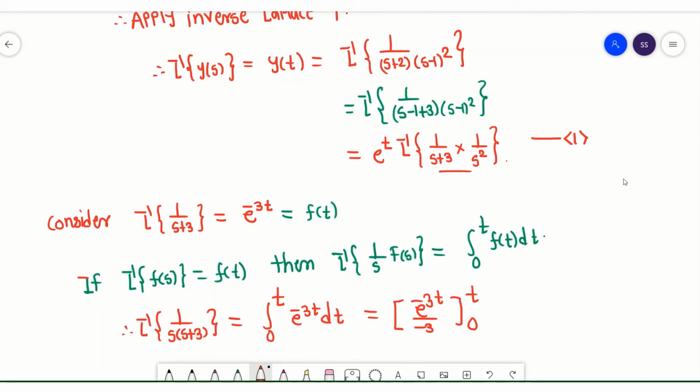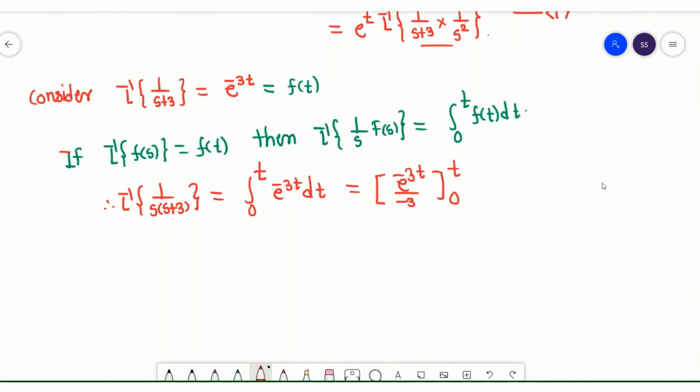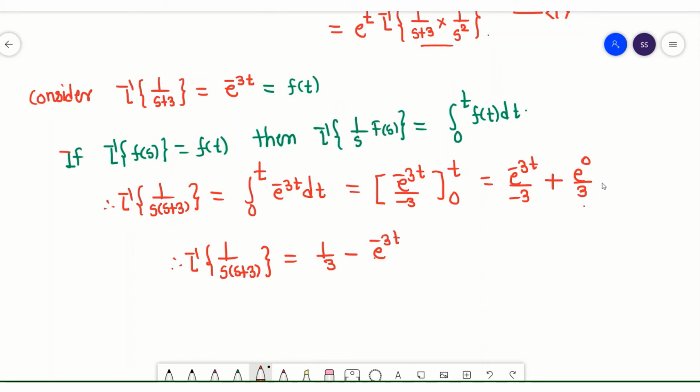If we put the upper limit t, we get e to the power minus 3t divided by minus 3, and at the lower limit we get plus e to the power 0 divided by 3. Therefore the Laplace inverse of 1 upon s times s plus 3 is equal to 1 by 3 minus e to the power minus 3t divided by 3.